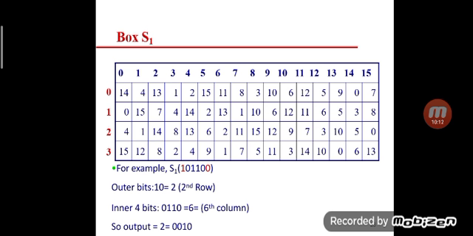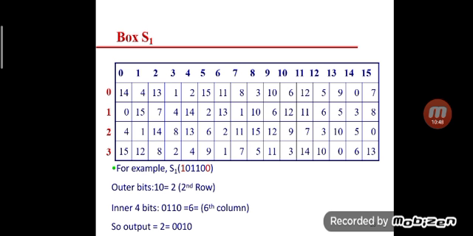So first we have to consider the outer bits. In order to consider the outer bits, we take the left hand side one bit and the right hand side one bit. Here we can represent them with a red color, and those are called the outer bits and they are 1 0. If we look at the binary representation of 1 0, we get the number 2. So we can select the second row. Likewise, if we have to select the columns, we consider the inner bits.